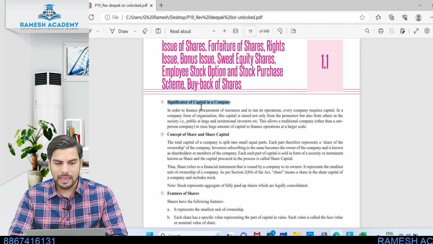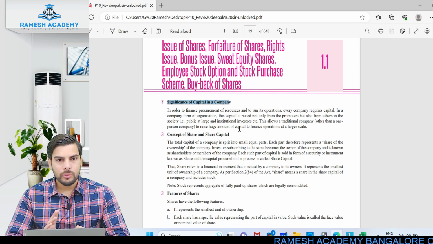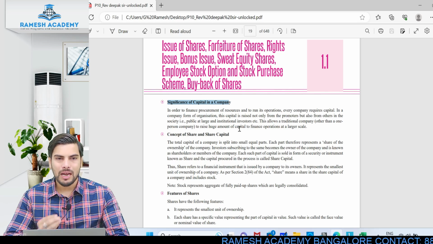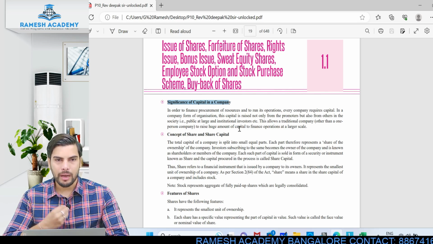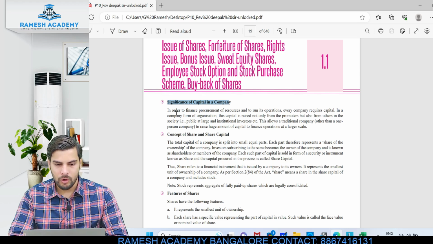Now what exactly is the significance of this particular capital when it comes to a company? Okay, so what might be the reason? In order to take care of the day-to-day requirement. Don't you think money is required? Now when you're starting up a company, don't you think you need to buy fixed assets? Now from where will you be buying these fixed assets? Don't you think money is required? So let's have a look into what exactly they have given.